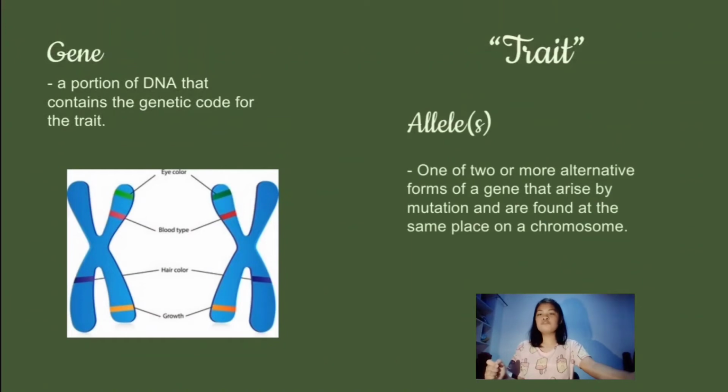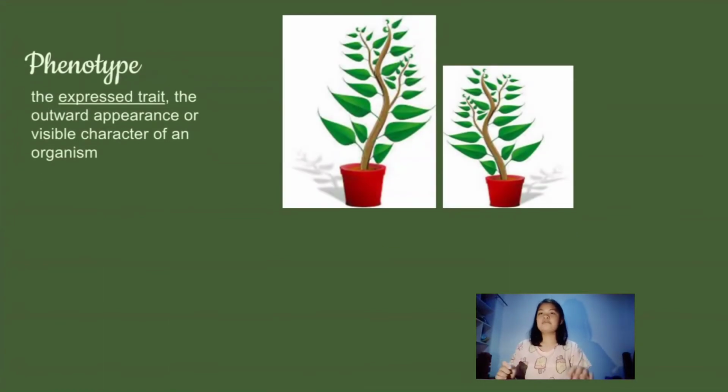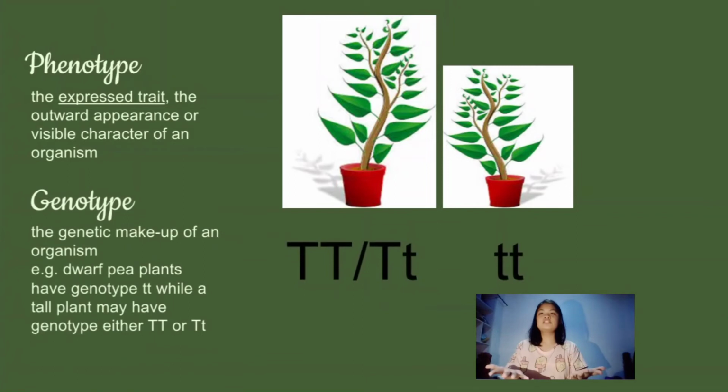Alleles are one of 2 or more alternative forms of a gene that arise by mutation and are found at the same place on a chromosome. A phenotype is the expressed trait. It is the outward appearance or visible character of an organism. Basically, it refers to the expression of the trait. Meanwhile, the genotype is the genetic makeup of an organism. Basically, it refers to the exact pairing of alleles.